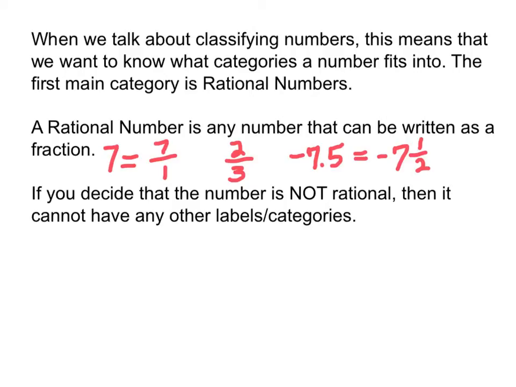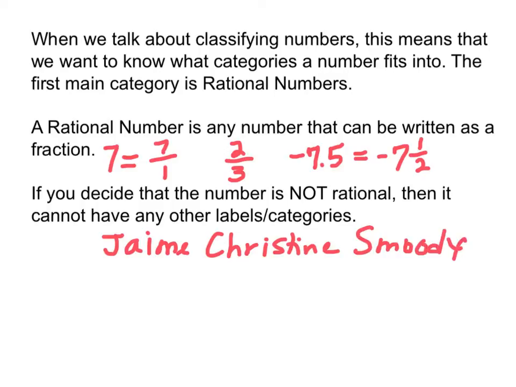Now, if you decide that the number is not rational, then it cannot have any other labels or categories. Here's one way to think about it. Everyone has a name, like my name is Jamie Christine Smooty. I have 3 names. Some people only have 1 name, like Beyonce, but I have 3. Actually, I guess Beyonce is Beyonce Knowles, so she has 2.